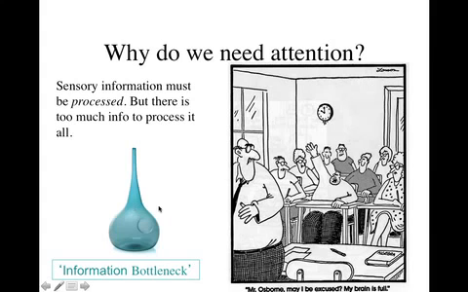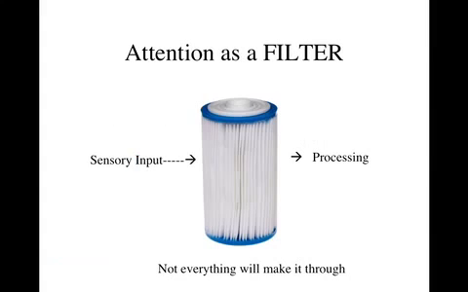And we have this thing called the information bottleneck: you have too much information, and you're only able to process a certain amount of it. So you have to choose which information you're going to process. And that brings us to the idea of attention as a filter. Sensory input comes in and we only process some portion of that information.